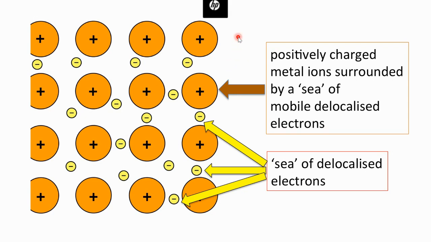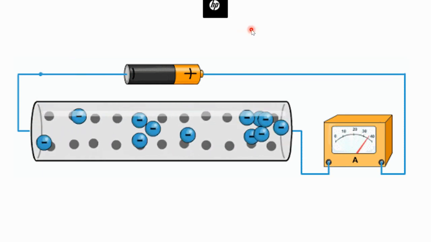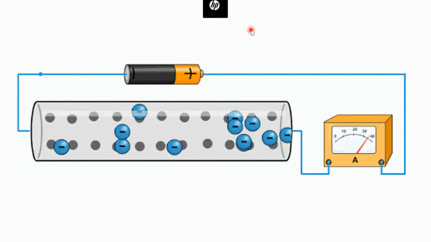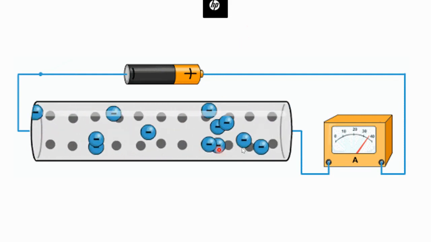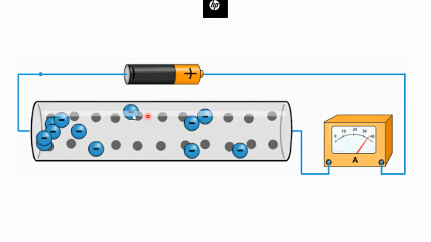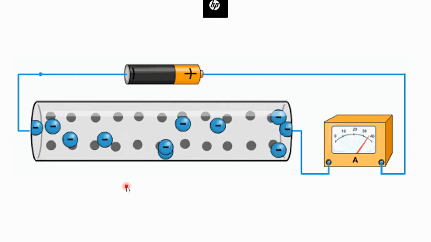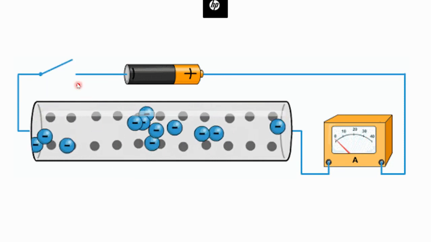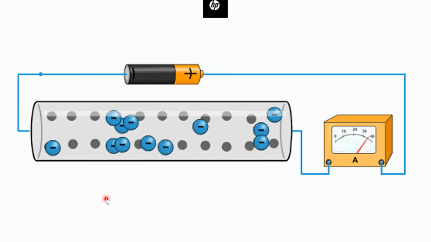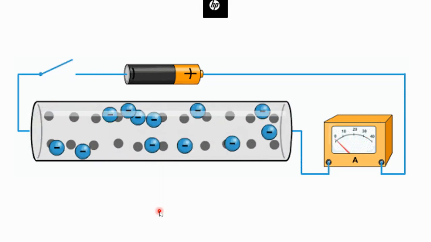And what happens when you connect a metal wire up to a battery? Let's have a look. We're going to close the circuit and you can see what is happening. So we've got our piece of metal here. We've got our atoms, the black circles, and we've got our electrons, the blue circles. When the switch is open, the electrons stay pretty much where they are. When the switch is closed, the electrons all start to flow round.